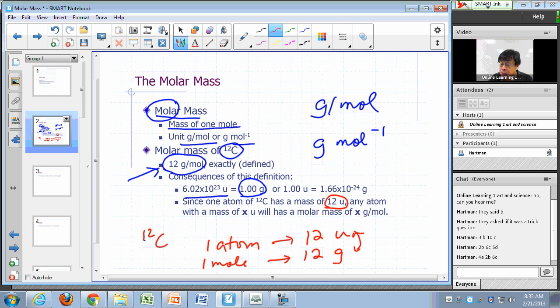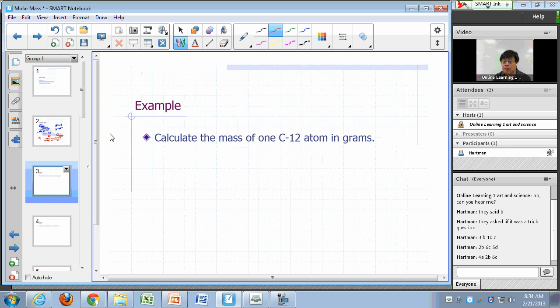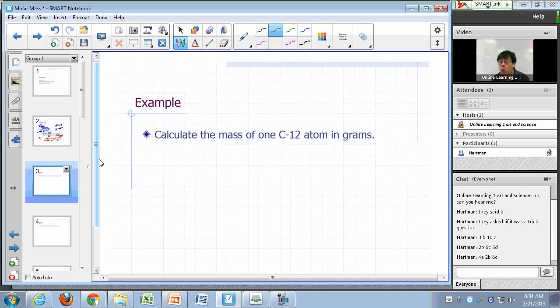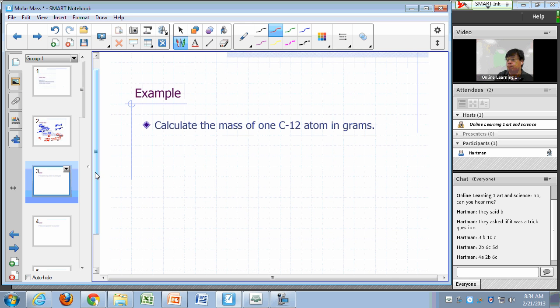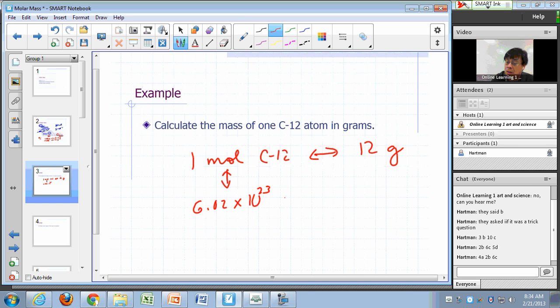It's the same number. So a consequence of that is that if the mass of an atom, ion, or molecule is X atomic mass units, then the molar mass is X grams per mole. So let's apply these ideas. What's the mass of 1 carbon-12 atom in grams? 1 mole of carbon-12 is equivalent to 12 grams exactly, and that's also equivalent to 6.02 times 10 to the 23rd atoms.